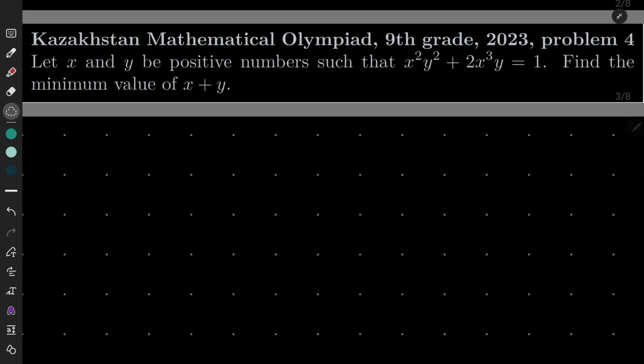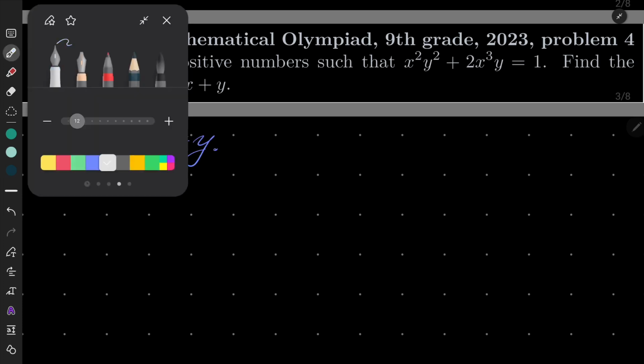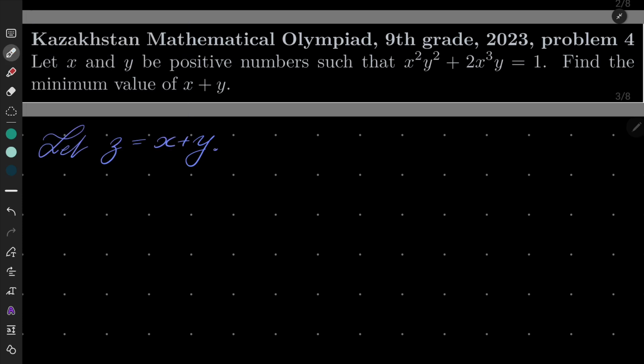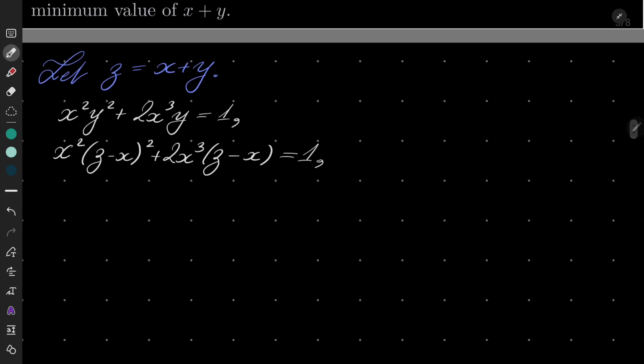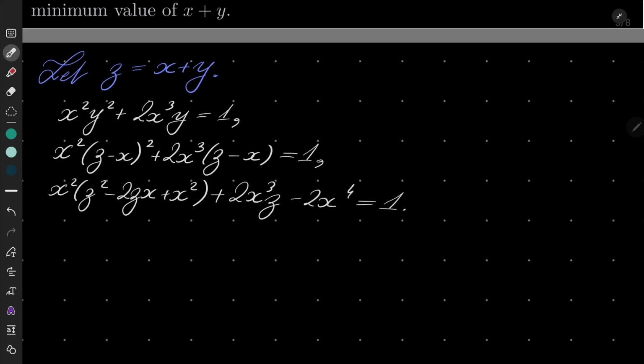Okay, so my solution goes like that. As I suggested, let z be equal x plus y. Okay, and let's take our equation and transform it to a form without y. So here's our expression. x squared, y is z minus x, and here again we have z minus x, that equals 1. Perfect. And now let's distribute everything. x squared z squared minus 2zx plus x squared, plus 2 times x cubed z minus 2x to the fourth power equals 1.